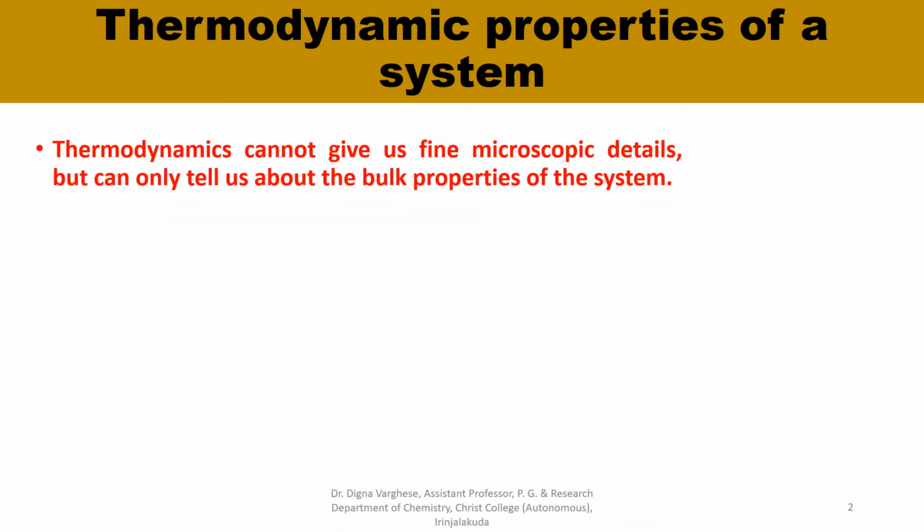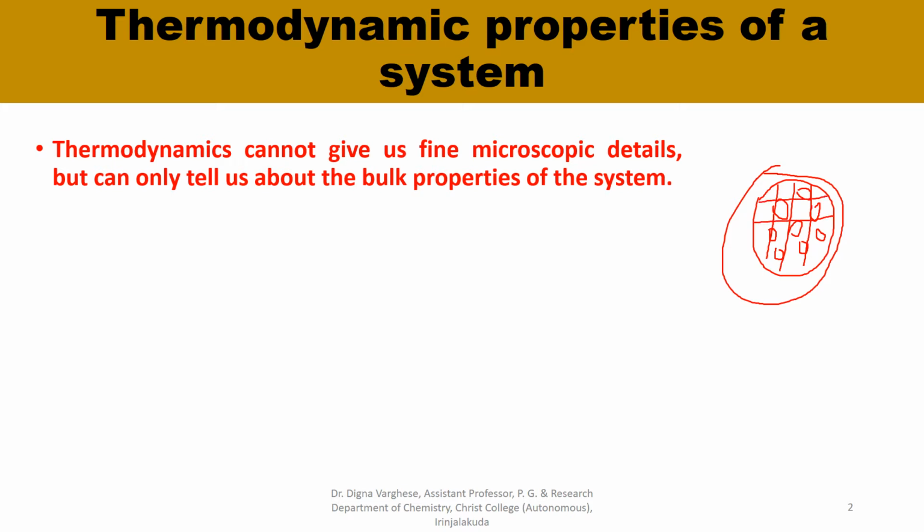Thermodynamics cannot give us the fine microscopic details but can only tell us about the bulk properties of the system. That means when we are considering a system which contains a large number of molecules or atoms or ions, so there are a large number of particles in a particular system. Thermodynamics tells us only the bulk properties of a system. So it defines only the macroscopic properties of a system.